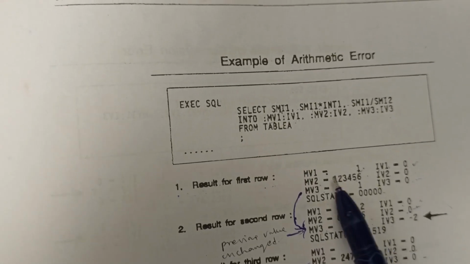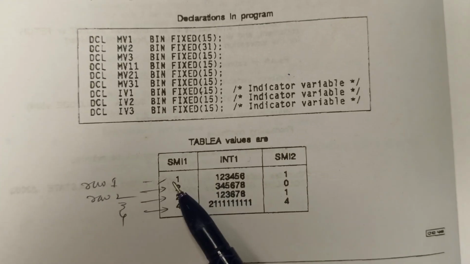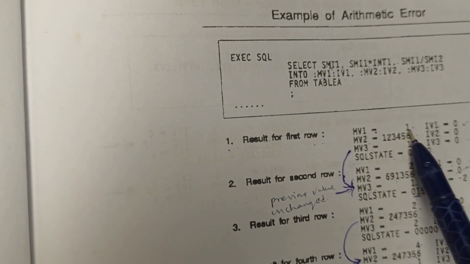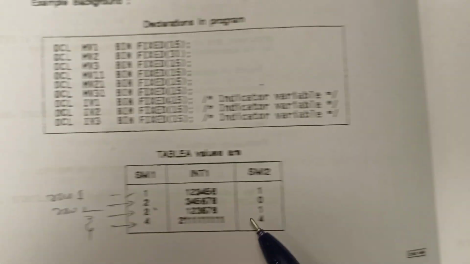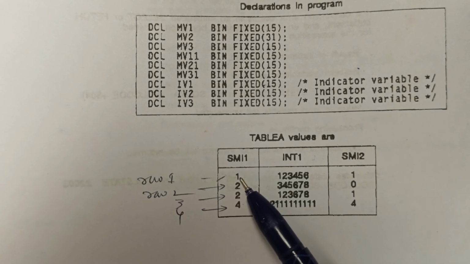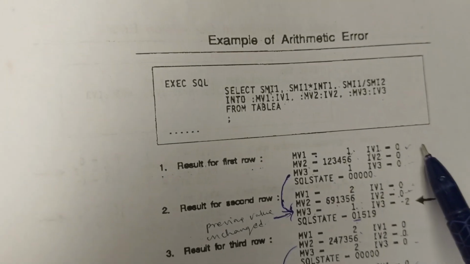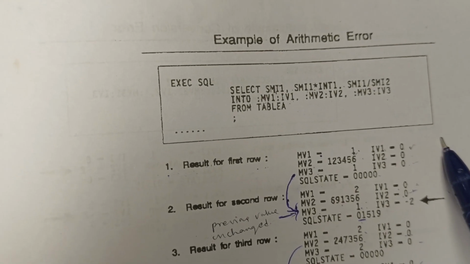So MB1 contains the first row, which has 1, and the same value will pass to MB1. IV1 is 0 because my SMI1 has some value there. That's why it is showing 0. Similarly, 0 means it is not null, it has some value, that's why it is showing 0.